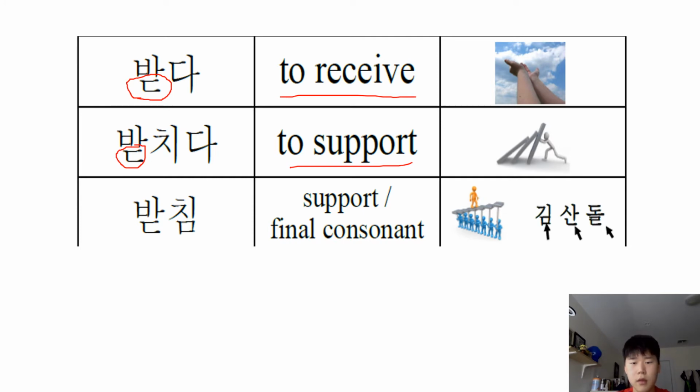And then over here in the last one, there's 받침, which means support or final consonant. This is the word that we are basically learning about, the whole thing. Yep, and there's also a 디귿 at the bottom.